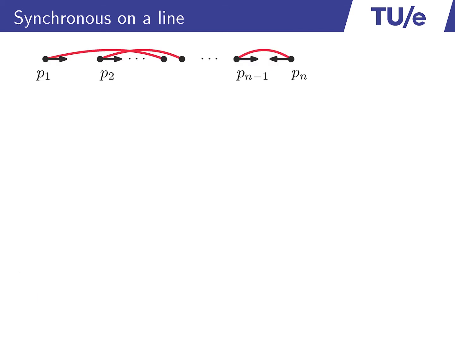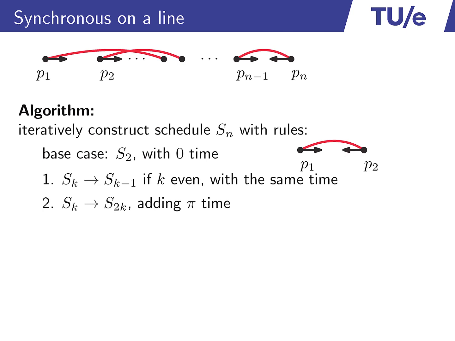Next, I present our algorithm to construct a synchronous schedule when all agents are on a single line. The main idea is to iteratively construct a schedule Sn by applying the following rules, which I will describe later. First, note that if we have only 2 agents, there is a schedule which takes 0 time, as you can see on the slide.